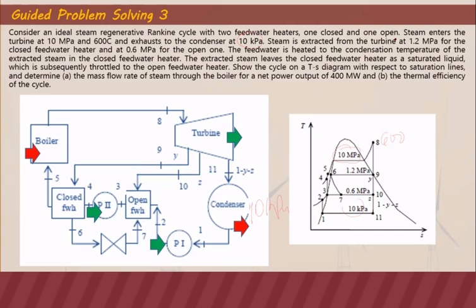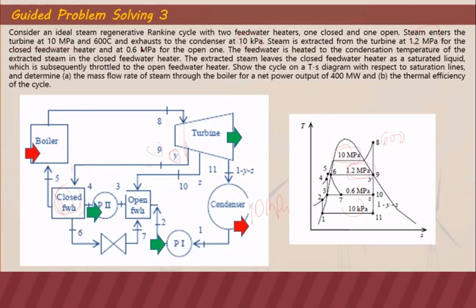Steam is extracted from the turbine at 1.2 megapascal for the closed feed water heater. So we extract steam at the amount of Y, at 0.9, to the closed feed water heater, as you can see here. And that is happening at 1,200 kilopascal or 1.2 megapascal. That's why you can see here, it is extracted from the turbine at 0.9 at 1.2 megapascal for the closed feed water heater.